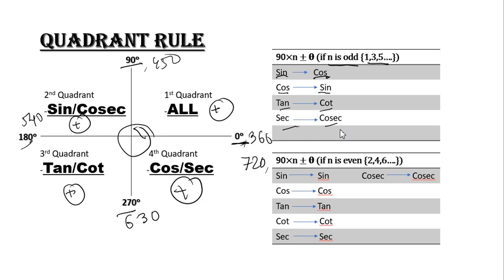Now, what will happen if I change the n from odd to even? Even means, hopefully you all know, 2, 4, 6, 8, 10, whatever. So the change which I discussed above won't happen. Sine will stay as sine, cos will stay as cos, tan will stay as tan, cot will stay cot, sec will stay sec, cosec will stay cosec. Okay, no change will happen.